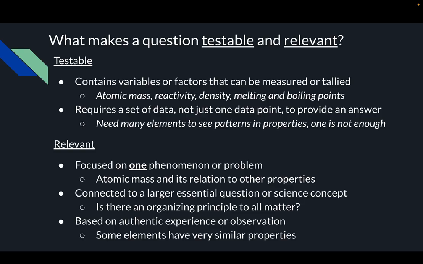It should be based on an authentic experience or observation. So Mendeleev based the questions that he was using to run his experiments on the fact that he observed elements. Some elements have very similar properties. And so he was trying to make sense of that. That was an authentic problem that he was trying to solve. So when you write your research question for your investigation of your group of elements on the periodic table, you want to make sure it is testable and it is relevant.